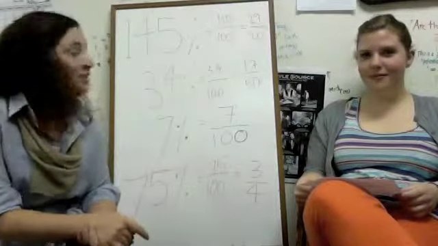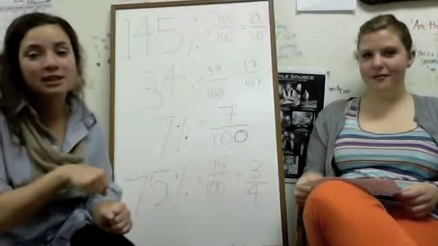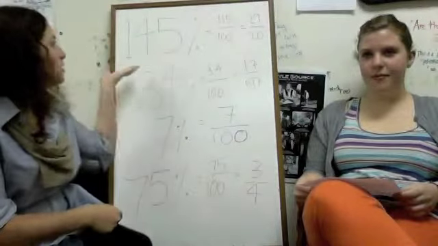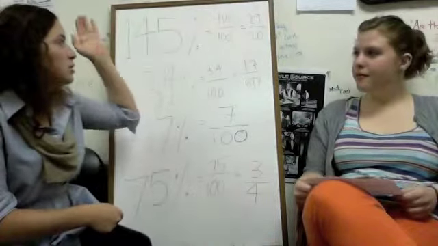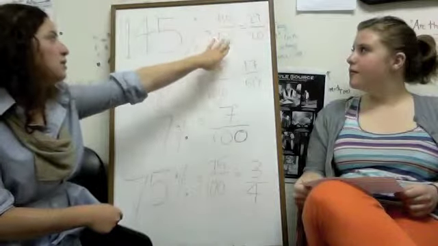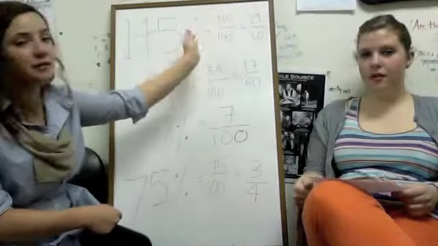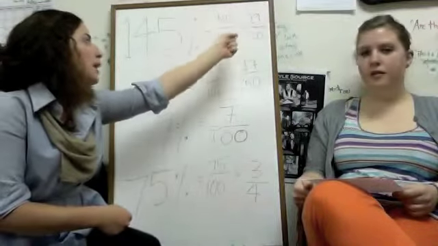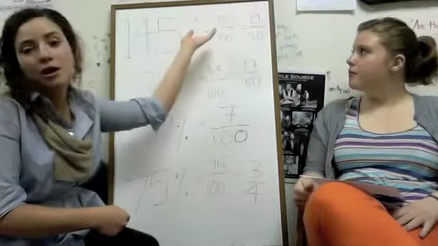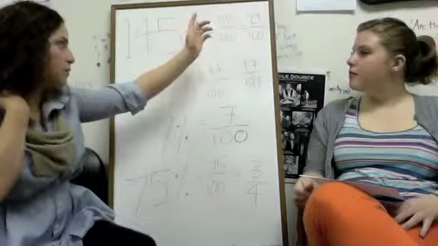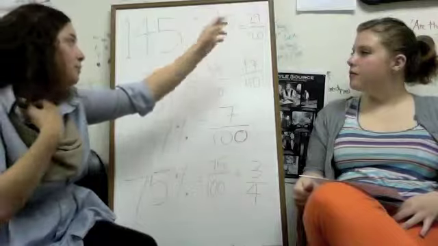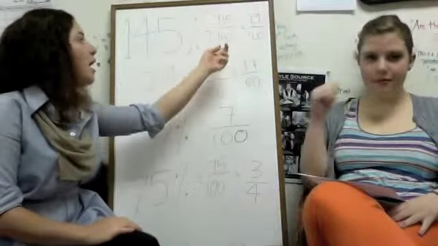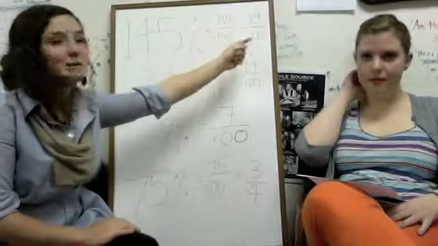Alright, so now let's talk about converting percentages into fractions and then simplifying the fractions. So 145% turns into a fraction that is 145 divided by 100. This can simplify down to 29 divided by 20 because both the numerator and the denominator are divisible by 5. And 145 divided by 5 is 29. 100 divided by 5 is 20.